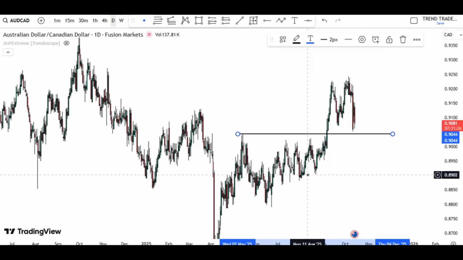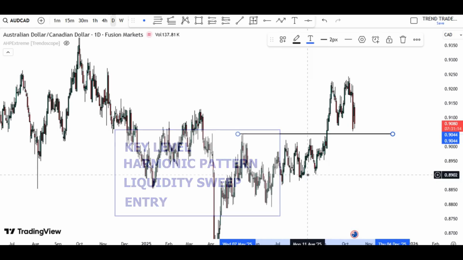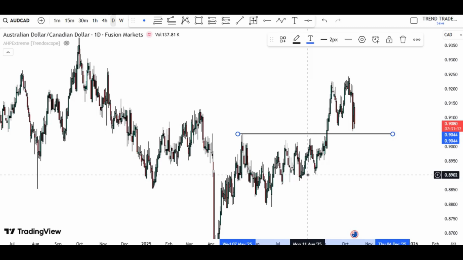Like I told you guys, I always follow a framework whenever I'm looking at the market. I always follow this 4-point framework, which is key level, harmonic pattern, liquidity sweep, and entry. I'm always singing it like a national anthem, every time. For those of you who are actually paying attention, you always hear me talk about this 4-point framework. I always follow it whenever I'm looking at the market.